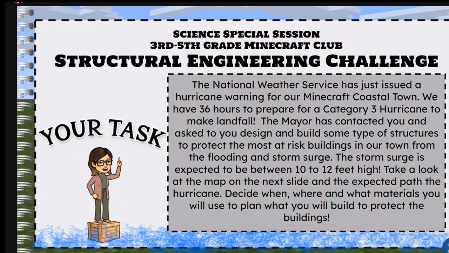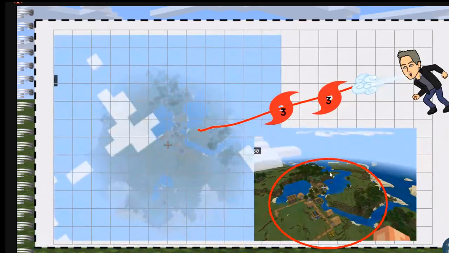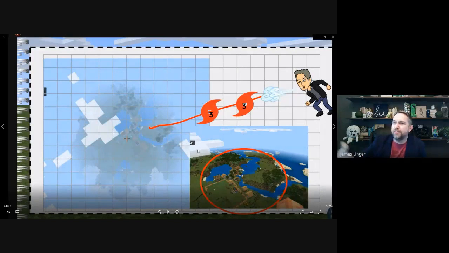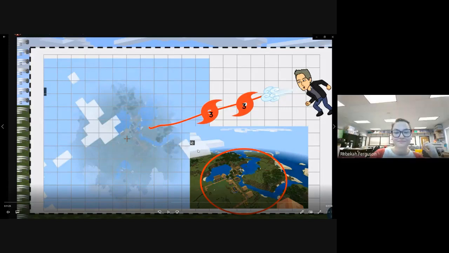So we're going to take a look at the map on the next slide and the expected path of the hurricane, and decide when, where, and what materials you're going to use to plan to protect the building. So this is our Minecraft town. Here's our village here. This is the village that you're protecting. Now, ooh, look at that. He's pushing in the hurricane. It's coming in. They kind of had the taste with the theme of the slide set, which builds their engagement. Then they really start to dig in when they see this and they go, oh, this is actually the world. This is where we got the pictures from.